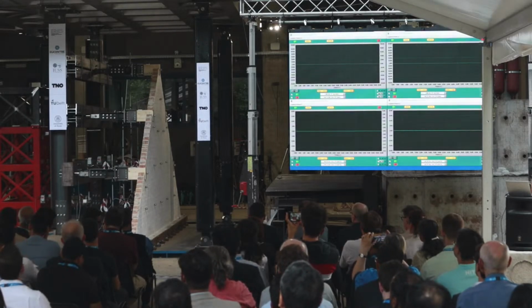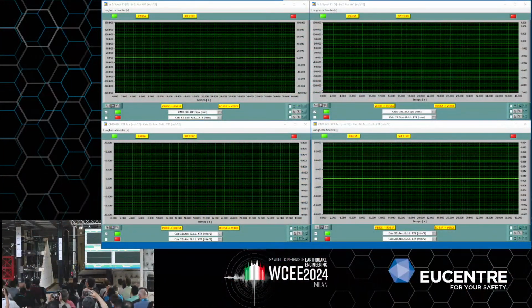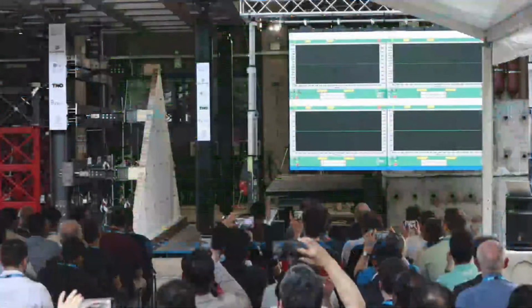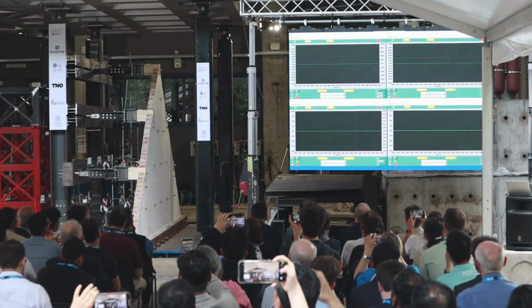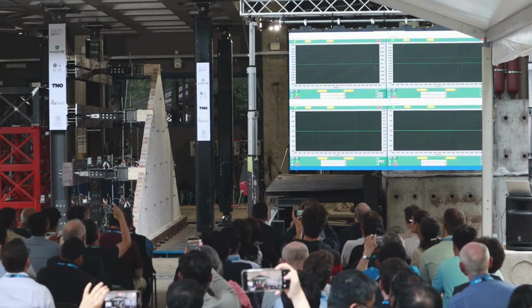Are we ready? Okay. On the screen now we need another minute. On the screen you will see on top the 2 displacements of the 2 shaking tables, and at the bottom the 2 accelerations, so the time history of the acceleration.